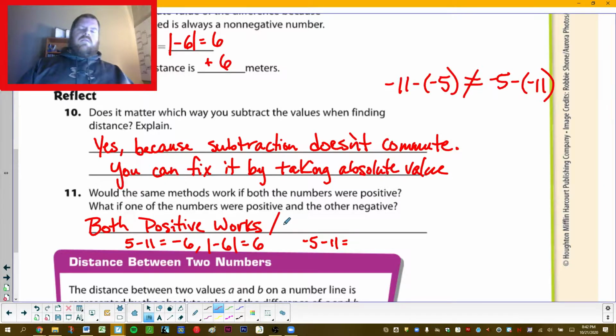Let me finish this, I guess. So in this problem, he actually goes down 16 meters, but the distance he traveled, if we take the absolute value, is 16 meters. That's how far he traveled. Positive and negative also works.